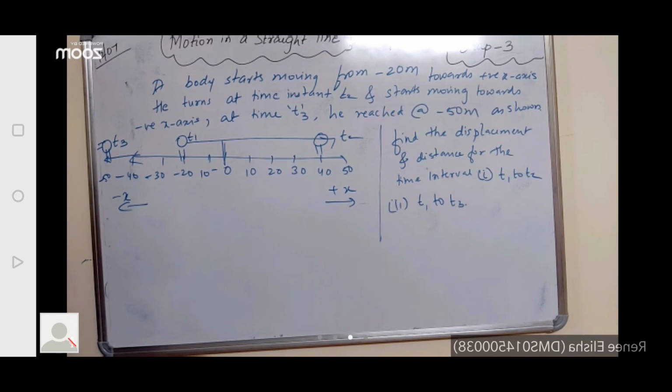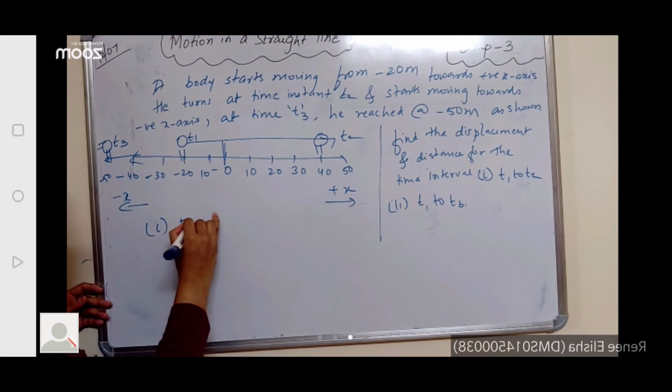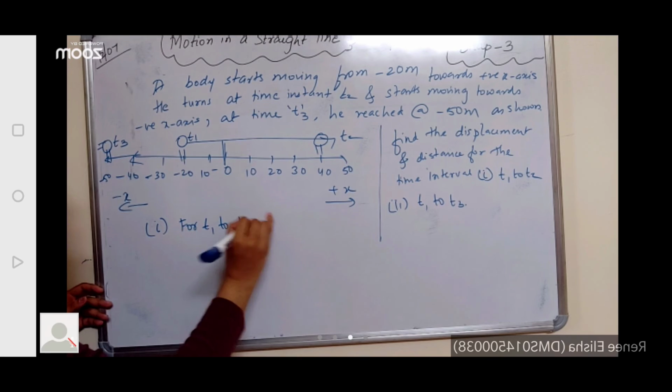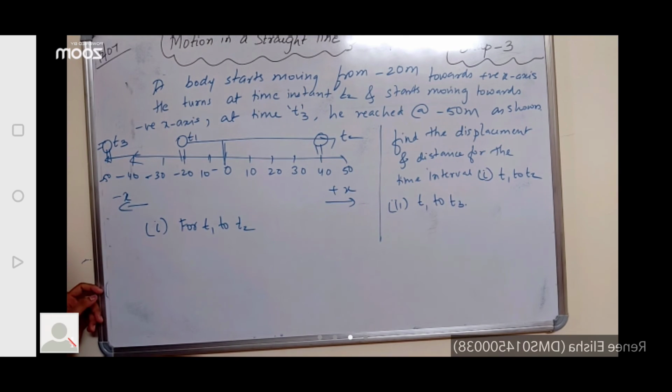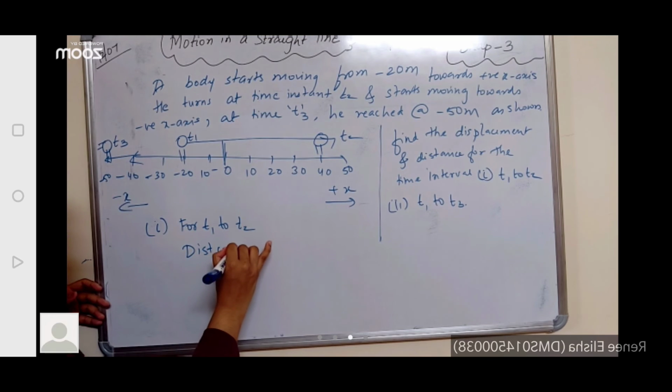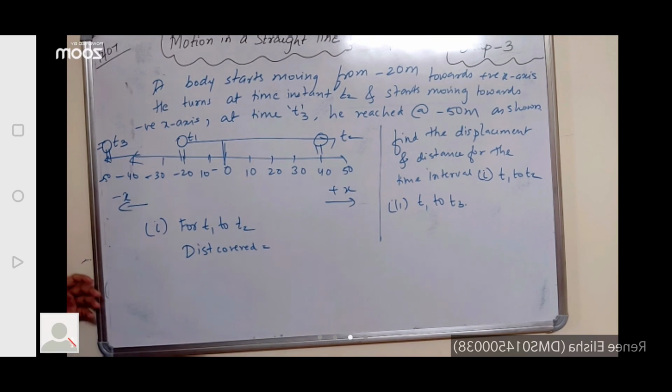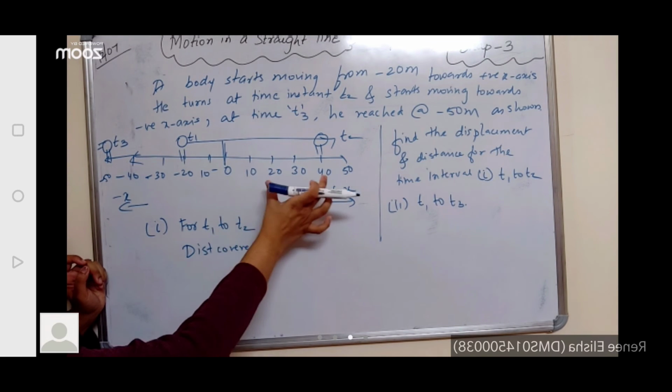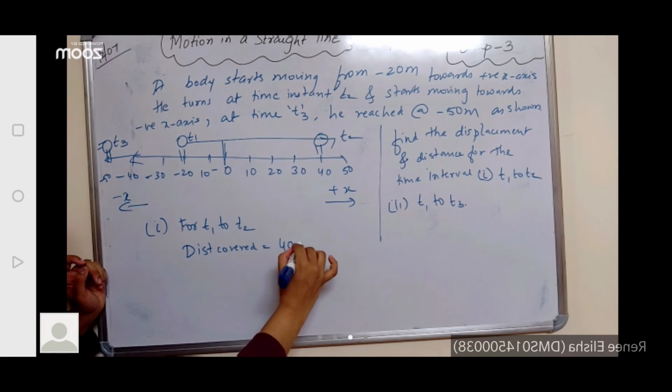Alright, now we know that for distance we observe the actual path length, and for displacement we observe the change in position, right? So if I'm talking about distance, first one for T1 to T2, what will I do? For T1 to T2, distance covered will be how much? Distance covered will be 60 meters. Why 60? From 0 to 40 is plus 40, right?